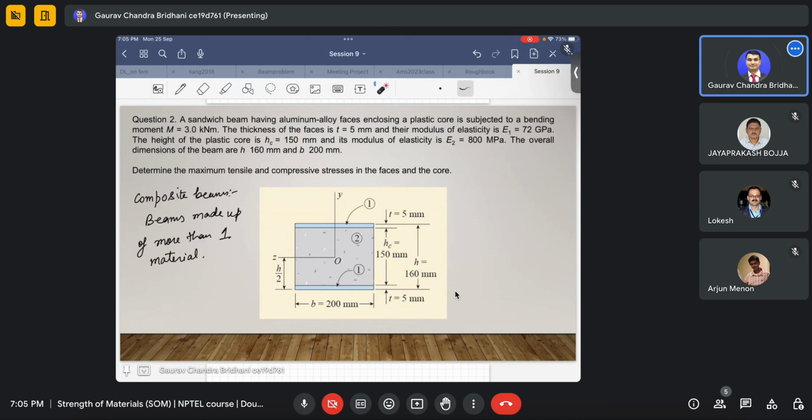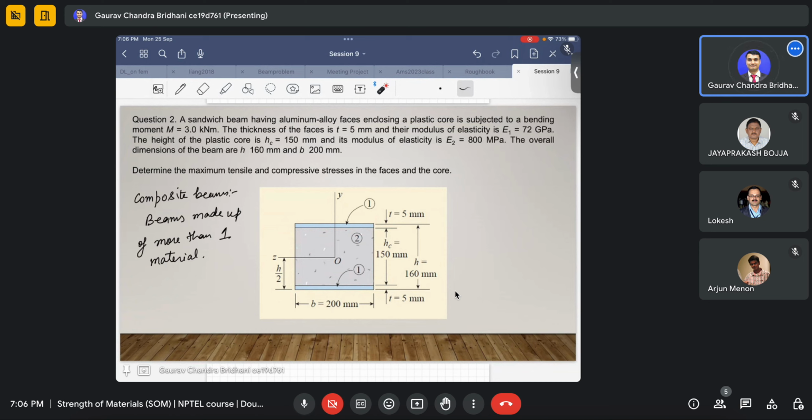Okay. So here we can see you have a different material here and a different material here, and the same thing is repeated below. So let's go into the question. It says a sandwich beam having aluminum alloy faces. Basically these are the faces of the beam, this one and this one, enclosing a plastic core, represented in a grayish color. This one is the plastic core, and these blue colors are the faces, which are aluminum alloy.